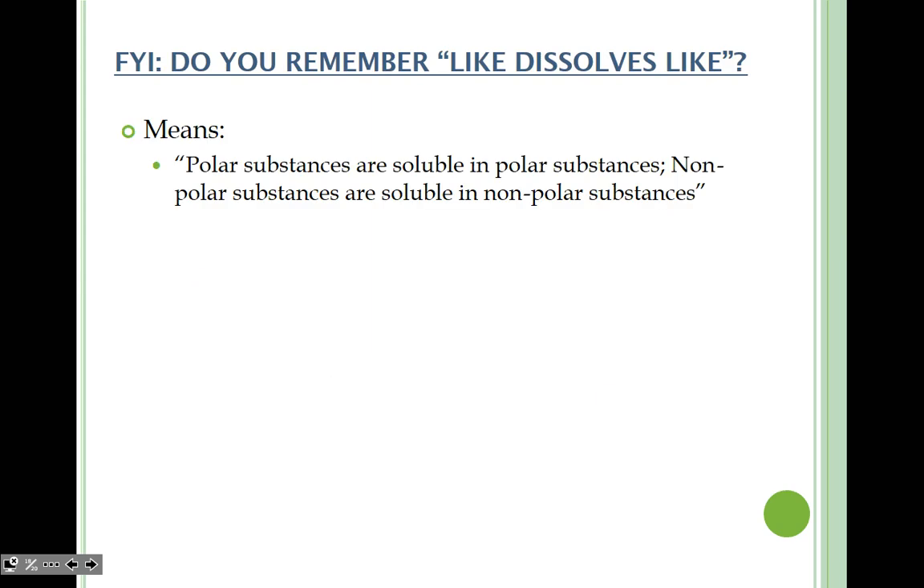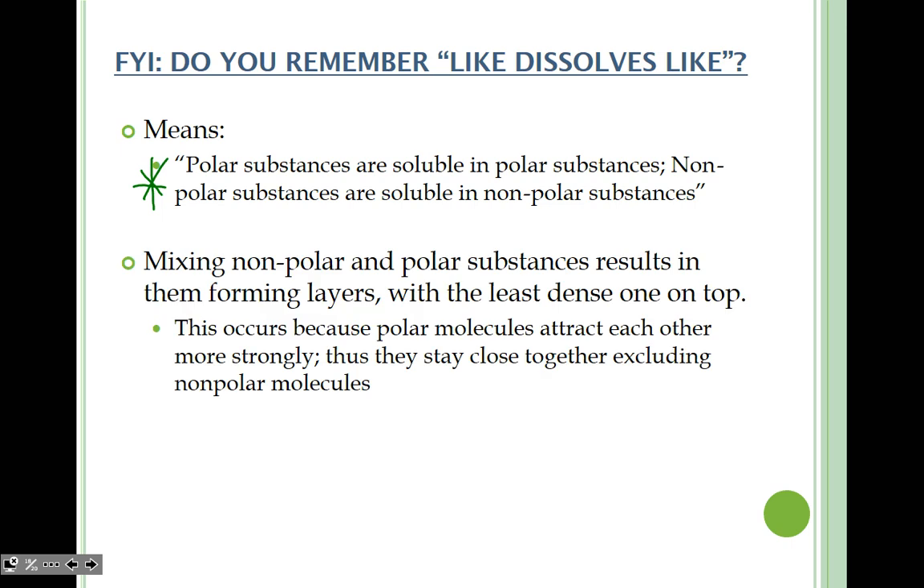Okay, do you remember like dissolves like? This is just some FYI. I'm not going to test you on it, just so you know why we even care about polarity. Polar substances are soluble in polar substances. Nonpolar substances are soluble in nonpolar substances. This is super important. And so if water's polar, it's only going to dissolve polar things. A nonpolar solvent like an oil is going to dissolve nonpolar things. Like dissolves like. Mixing nonpolar and polar substances results in them forming layers with the least dense on the top.